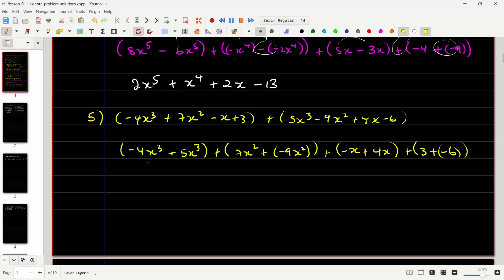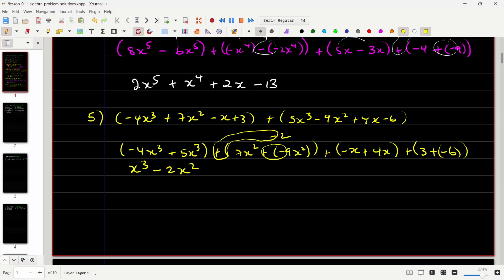All right, so this here would be a positive 1, so minus 4 plus 5 is 1x to the third. Then this here would be a minus sign, so 7 minus 9 is going to be minus 2, so I'm going to say plus minus 2. And this sign up here is going to give me a negative sign, so minus 2x squared.